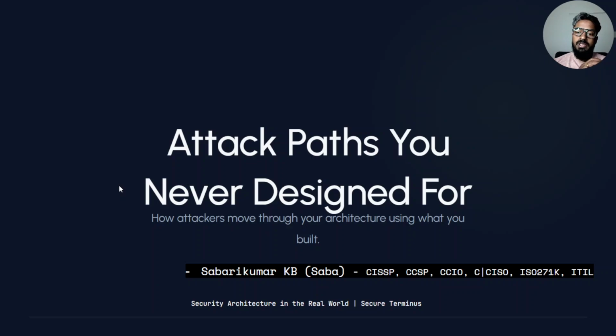So most systems are designed very carefully. We define how users should access the application, how services should communicate. We also define what is allowed, what is not. So from an architectural perspective, everything looks structured. But attackers don't follow your design. They create their own paths, right?